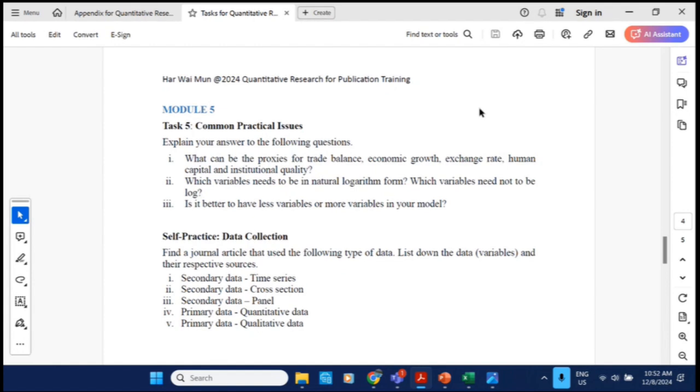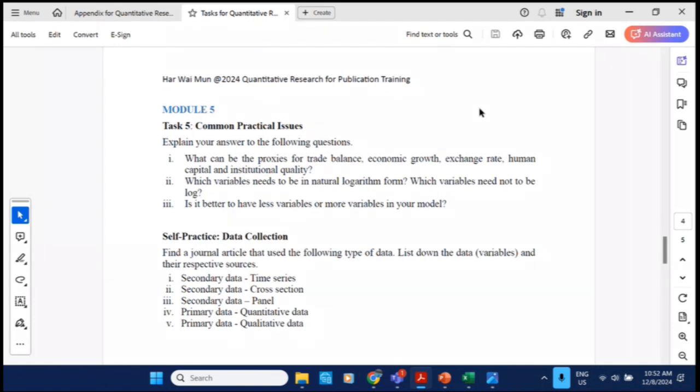Because if you log a variable that is already in percentage, like just now, if GDP growth is already in percentage and you log the GDP growth, that means it's the percentage change of the percentage. So it doesn't make any sense, right? So the first kind of variable that doesn't need log is one that is already in percentage.